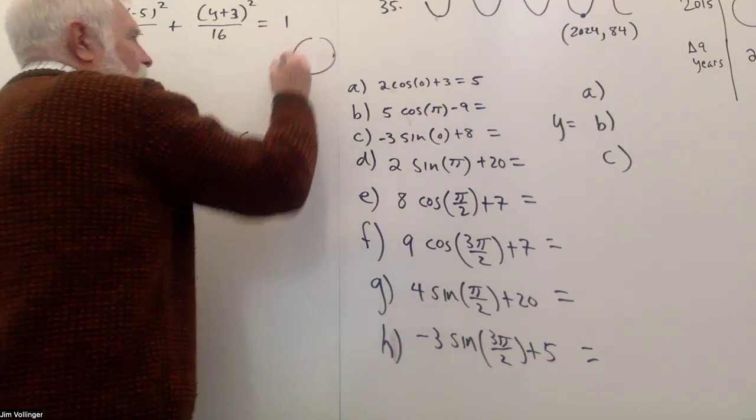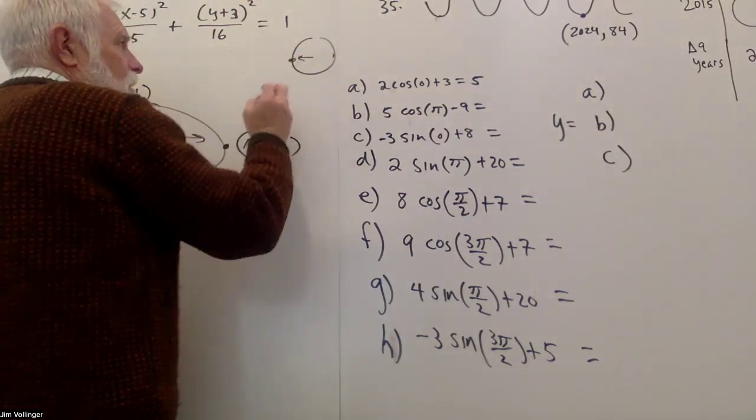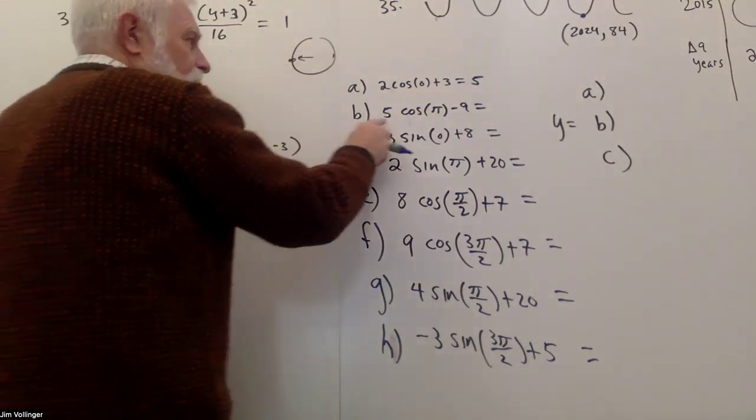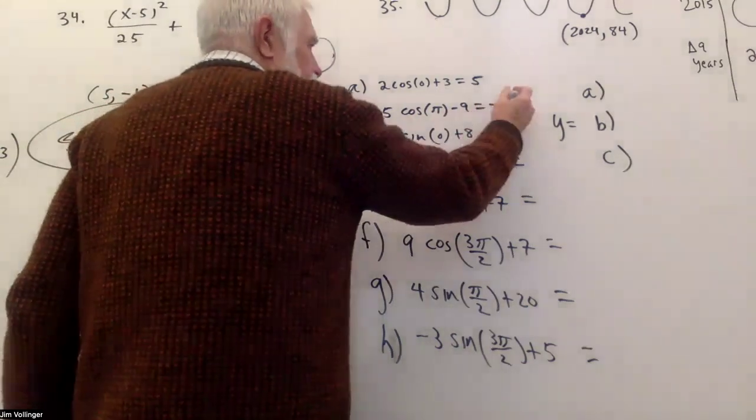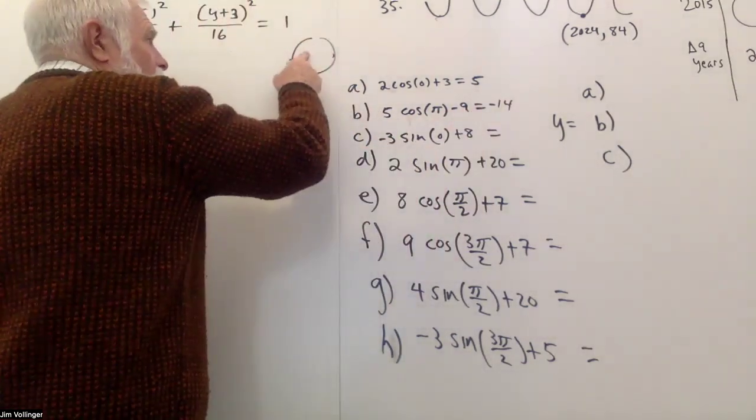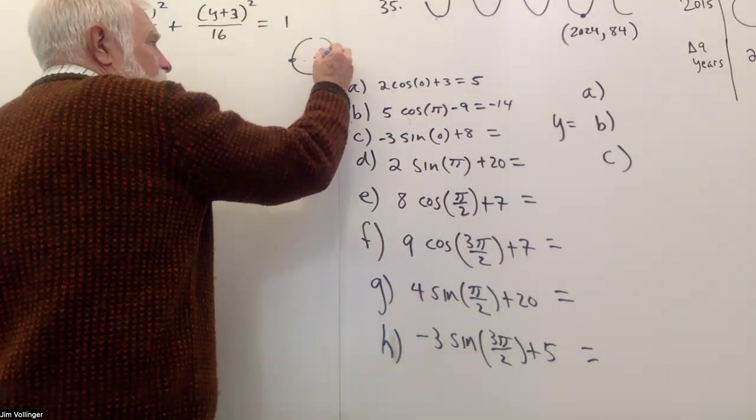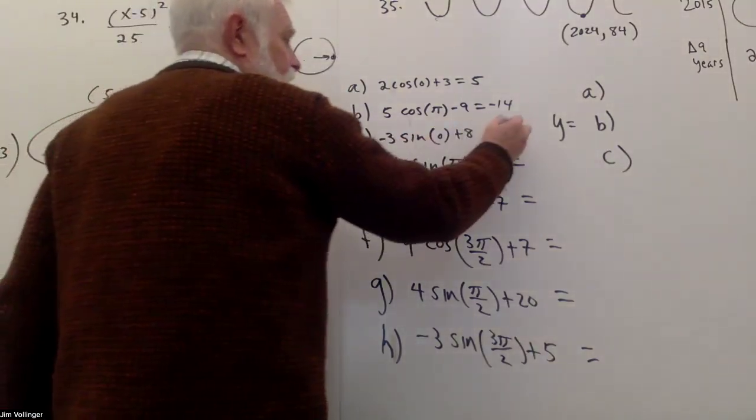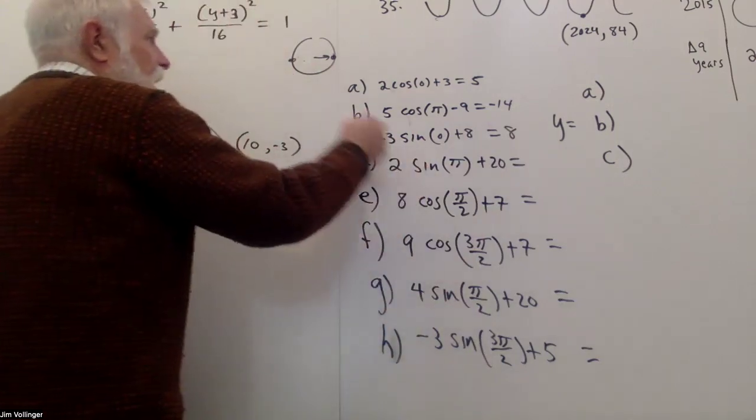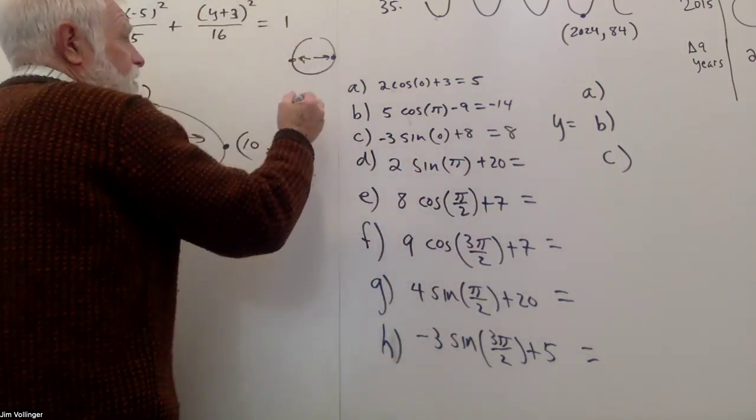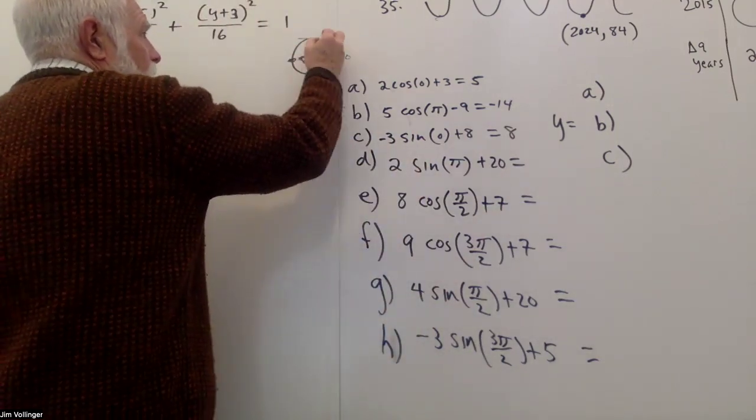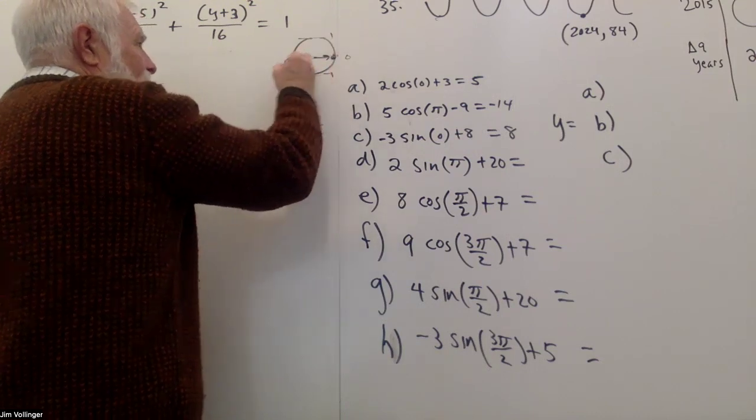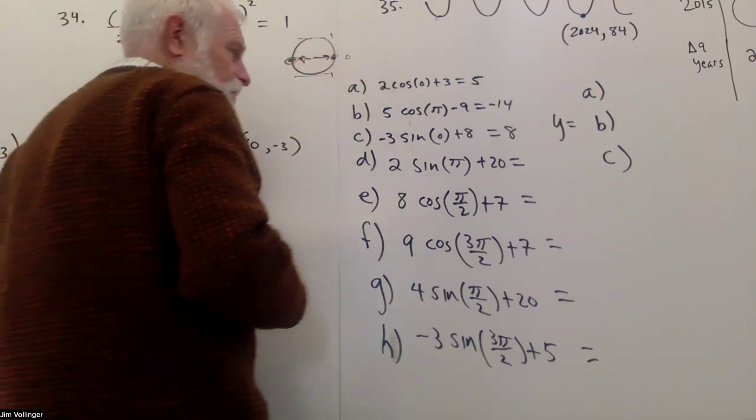Cosine of pi, here's pi. What's the cosine, the width? -1. -5 minus 9, -14. Sine of 0. Sine measures height. What's the height at 0? Height at 0 is 0. So +8. What's the height at pi? The other side. The height doesn't change, right? The height's 0. The heights go up to 1, down to -1 at pi. I'm in the middle, so it's 0.